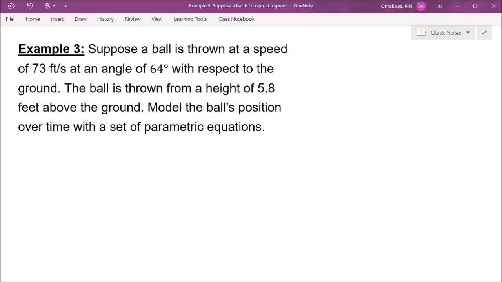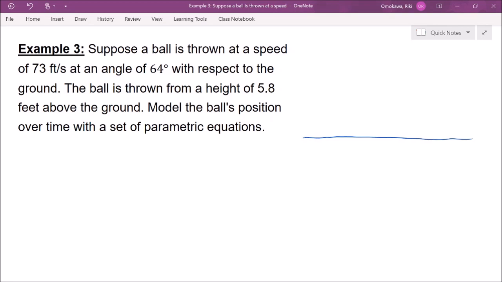So note that unlike our remote-controlled car examples earlier, which were looking down with the car running around on the ground, this example is a side view, and from the side, we're looking at a guy throwing a ball in the air. Let's sketch the situation. So we have the ground and the ball's being thrown. Pay attention to the starting position of the ball. It says it's thrown from a height of 5.8 feet above the ground.